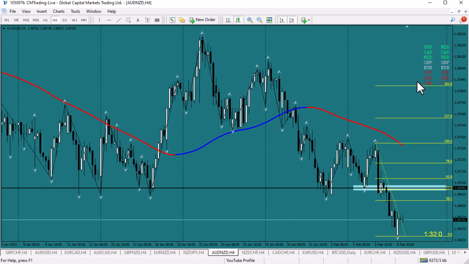In the Aussie New Zealand, Aussie very weak, New Zealand still on the green side. Now usually they follow each other, but they're decoupling a little bit over the last few days, so I can consider a trade here, right at the 50% level on the Fibonacci retracement. You can see here market structure coming in there.